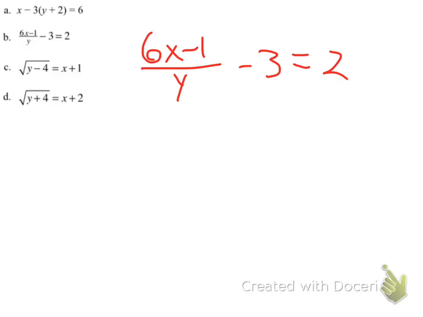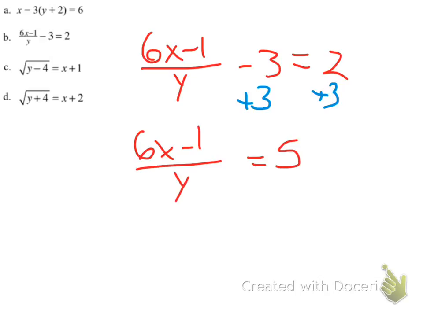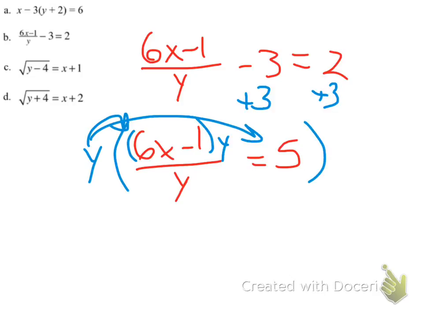Because the first thing I'm going to try to actually do is move this 3. I'm going to add 3 to both sides. That's going to give me 6x minus 1 divided by y equals 5. Now fraction busting is a little bit easier. Multiply by y here, and I multiply by y over here. y divided by y makes a giant 1. So I have 6x minus 1 equals 5y.